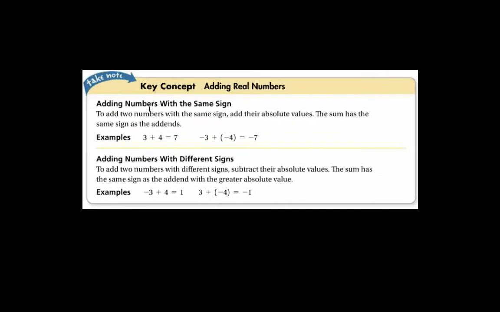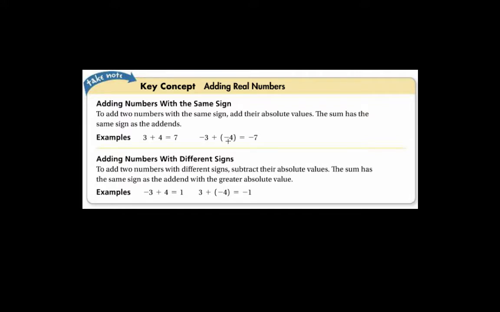Some key concepts here. When we want to add numbers with the same sign, we can add their absolute values, and then the sum has the same sign as the add-ins. Okay, add-ins are the numbers that you are adding. So in this case, 3 and 4 would be the add-ins. 3 plus 4 is 7. Negative 3 plus negative 4, we'll add the absolute values of those. The absolute value of negative 3 is 3.